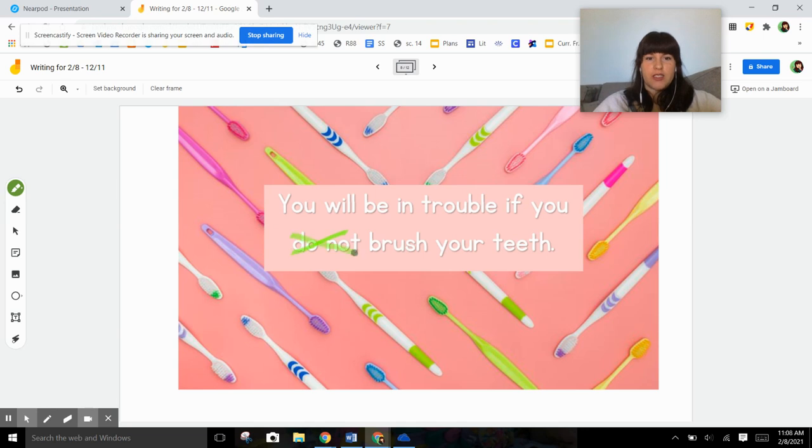So we take away the do not. We drop D-O down in. We could put the O, but instead we're going to replace it with an apostrophe and add a T. It changes our sentence from you will be in trouble if you do not brush your teeth to you will be in trouble if you don't brush your teeth.